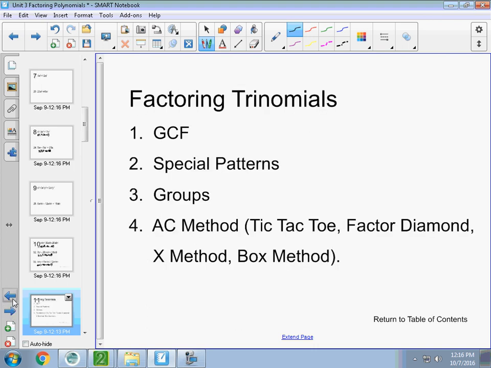Whenever we are factoring trinomials, we are always going to look for greatest common factor first. Then we'll look to see if there are any special patterns. We'll look to see if we can factor by groups, or we'll use another type of method to factor. And this method is just simply your organizational thoughts. Some teachers call it tic-tac-toe, a factor diamond, an X method, the box method. Whatever you call it, whatever method you use is perfectly fine. I'll be using what we call the X method, or the AC method.